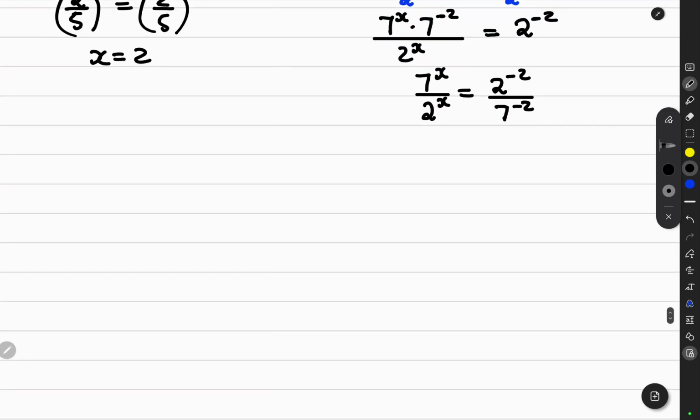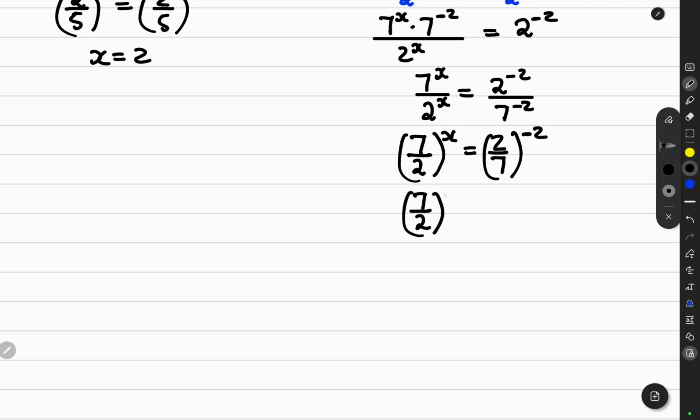Okay, so let me work something out. We're going to have 7 over 2, all this to the power x, I can take out the x. Even here I can say 2 over 7 to the power negative 2 there. This is the same as 7 over 2, all this to the power x equals 7 over 2, then to have the positive exponent. You have the same base, you equate the exponent, then x will be equal to positive 2.